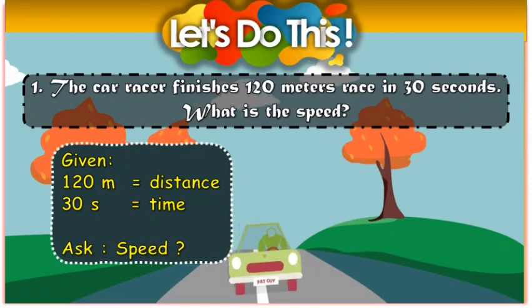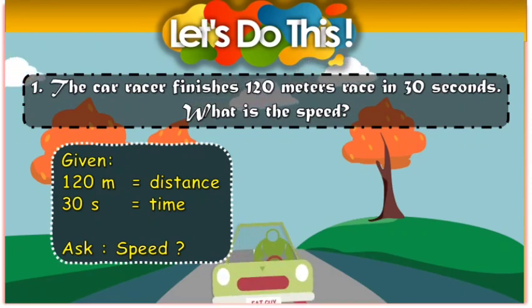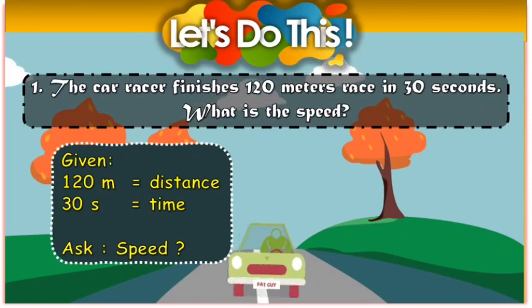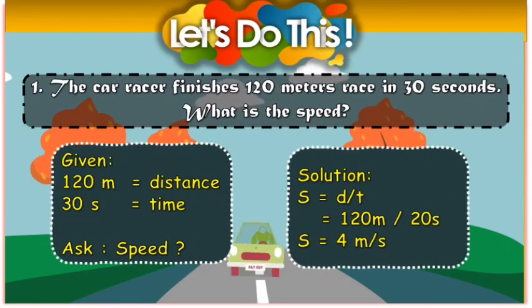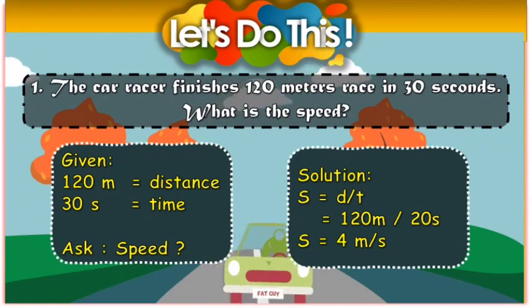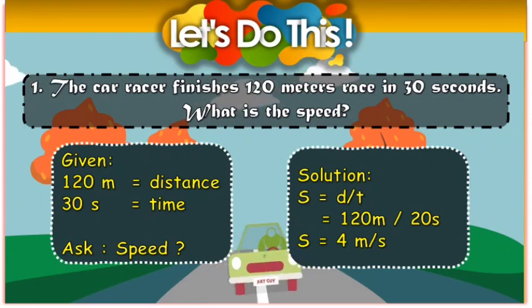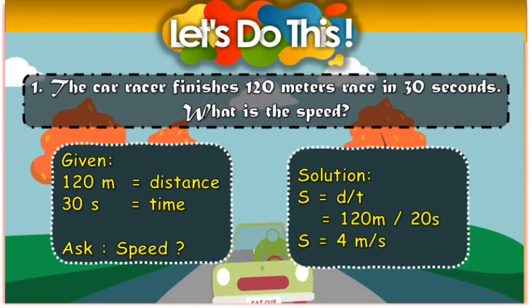So therefore, meron ka ng conclusion, or meron ka ng gagamitin, or meron ka ng formula. So what is the formula of speed again? So the speed, S is equal to D divided by time. Sasubstitute na lang natin. 120 meter, that is the distance, divided by 30 seconds, that is the time. So the answer must be 4 meter per second. Yan yung speed ng car. Okay, another example, number 2.